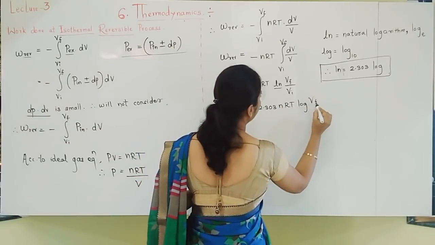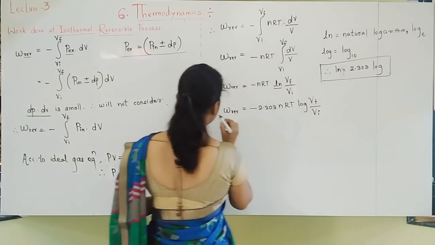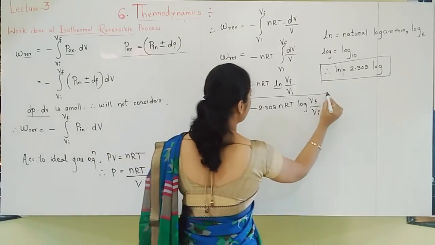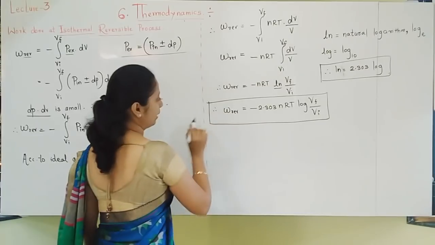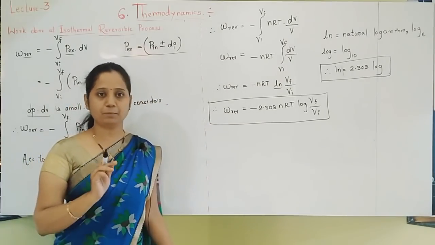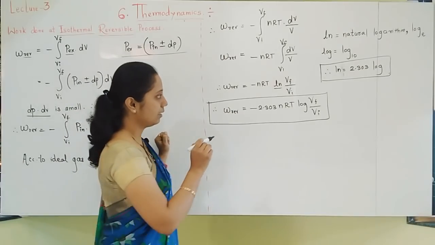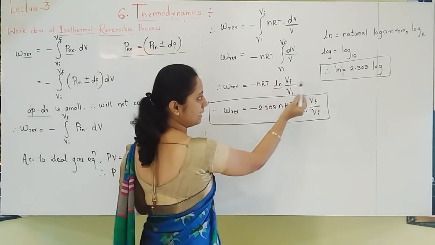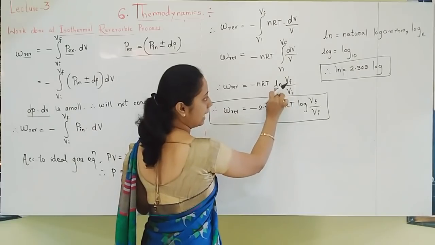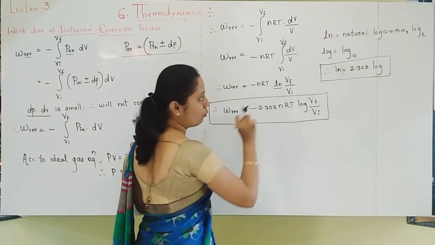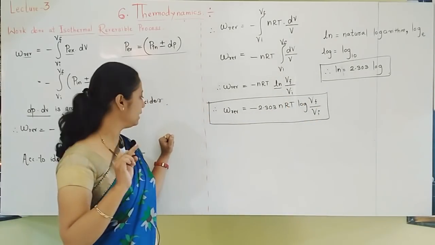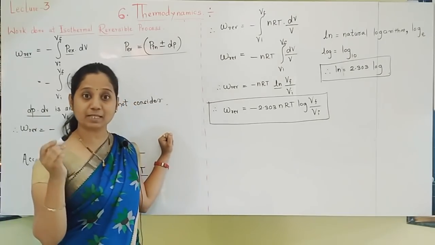Log of. So this is our final expression for work done for a reversible process, isothermal reversible process. Students, I hope you understood the things very well. Instead of ln I wrote 2.303 and ln is replaced by log. What is the difference between ln and log? ln is to the base e and log is to the base 10.